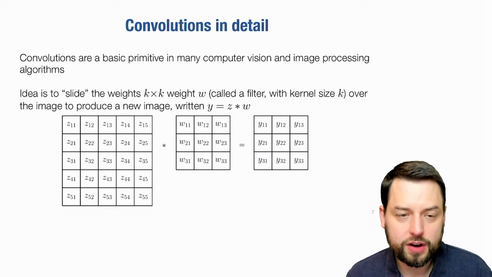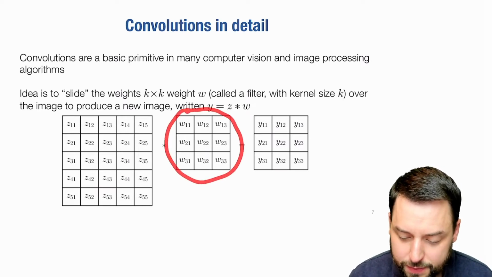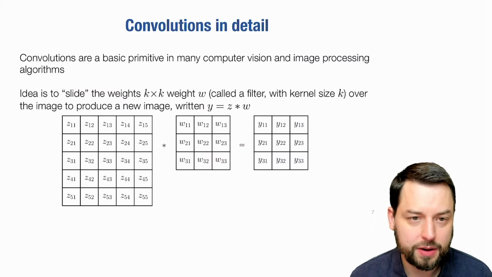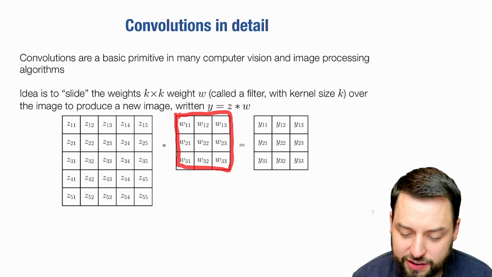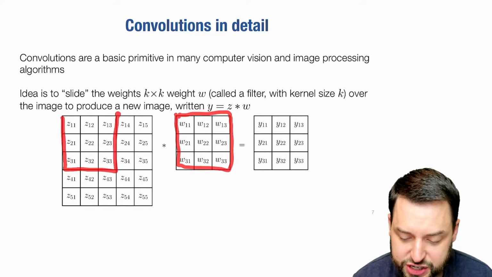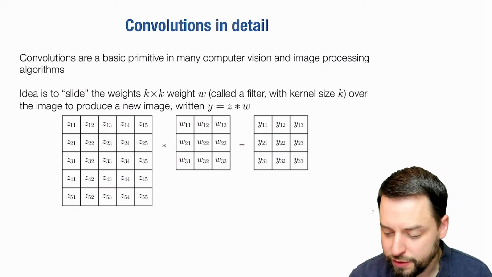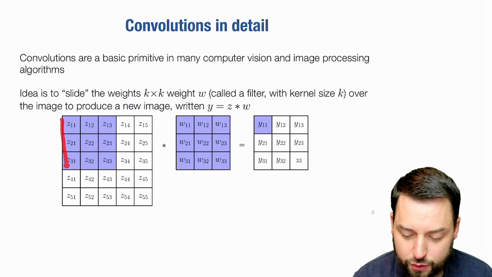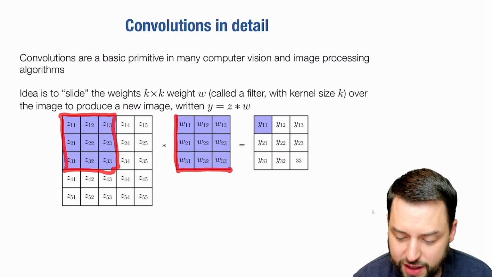The idea of a convolution, written out a bit more formally, is we have our set of weights here. We're going to take these weights and, in some sense, slide them across our image. This is a 3x3 set of weights, and we slide them across all possible positions in our image to produce the output. For example, for the first output, y11, we would take this block of inputs here and multiply it by these weights to get this output.